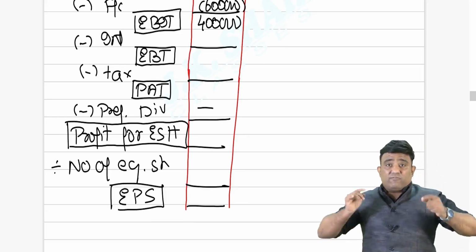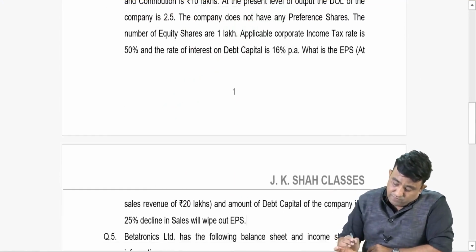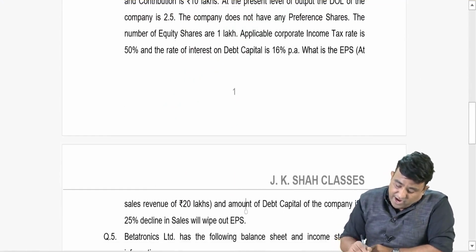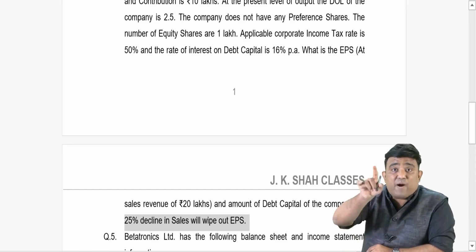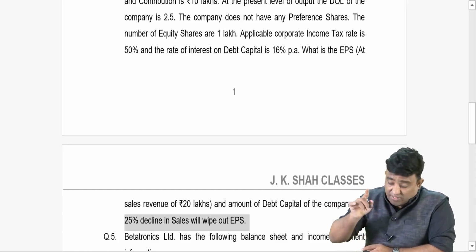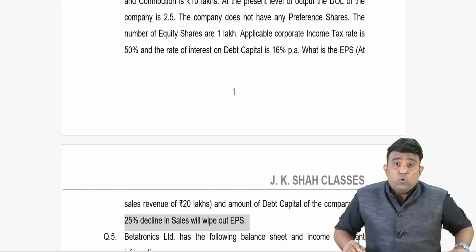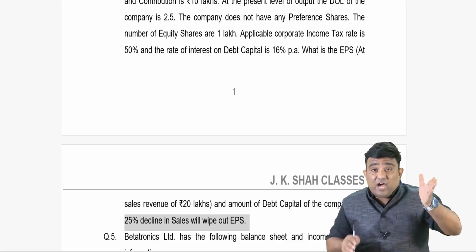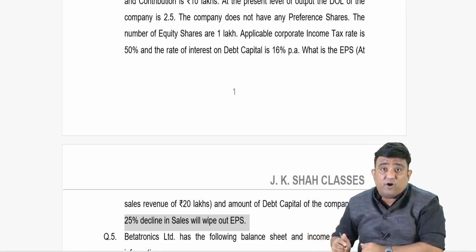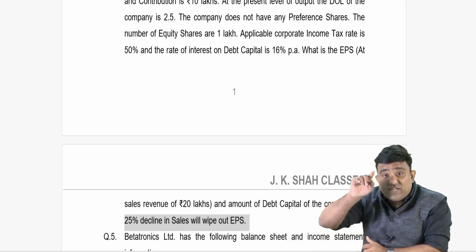Student, the question arises, from where can I get the interest? Check the last line of the question, very important. What will be EPS at sales around 20 lakh, and the amount of debt capital of the company if a 25% decline will wipe out EPS? Matlab, if sales decrease by 25%, EPS will become 0. That means whatever EPS is right now, it will become 0, a 100% fall. So a 25% change in sales will bring a 100% change in EPS.